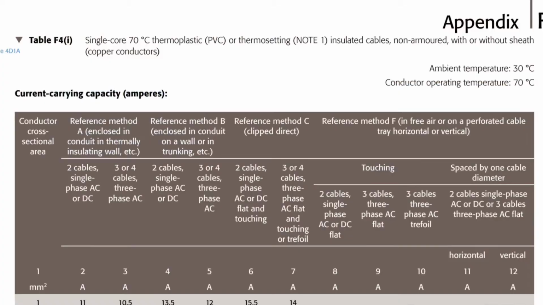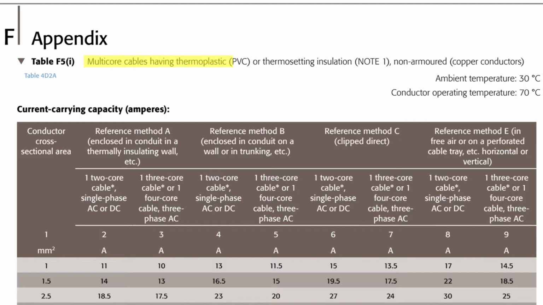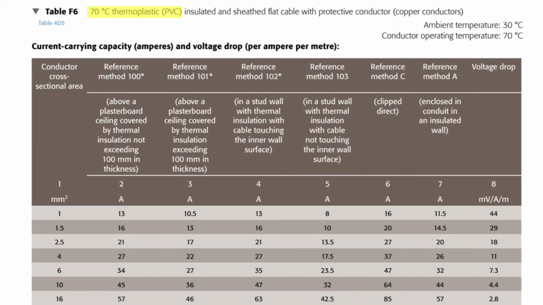So F4 is single core, 70 degrees C thermoplastic PVC or thermosetting insulated cables, non-armoured, with or without sheath and with copper conductors, which we can immediately discount for our circuit because we're not using singles. Table F5 is close. It covers multi-core cables having thermoplastic PVC or thermosetting insulation, non-armoured with copper conductors. So that's getting closer to the description of our twin and CPC cable, but we can go one better and look at table F6, which covers 70 degrees C thermoplastic PVC insulated and sheathed flat cable with protective conductor with copper conductors. That's the exact cable that we're using.